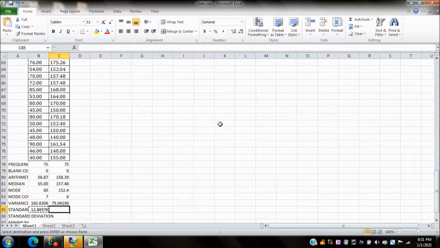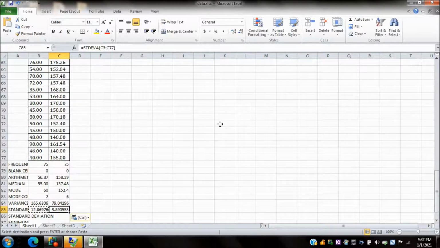C85 height. And I'm going to paste it here in C85. It's 8.89055, formula C85. This is the square root of the variance. So now I'm going to find the standard deviation using the square root function.